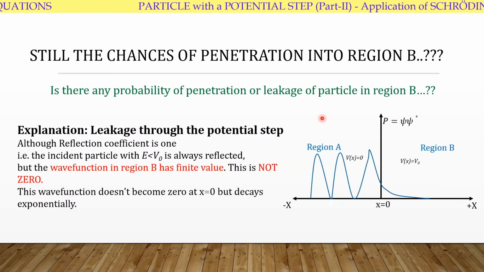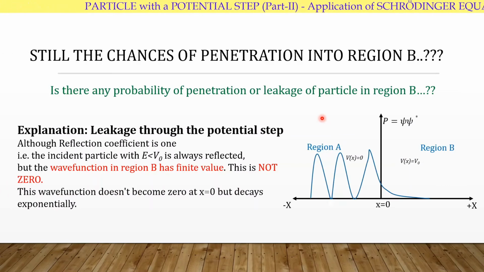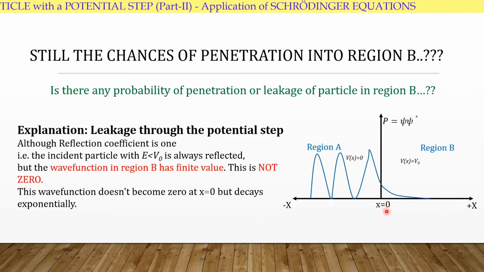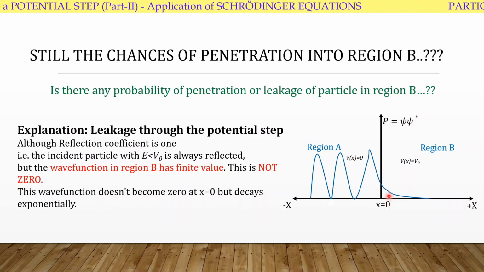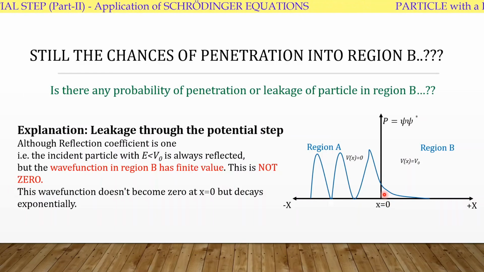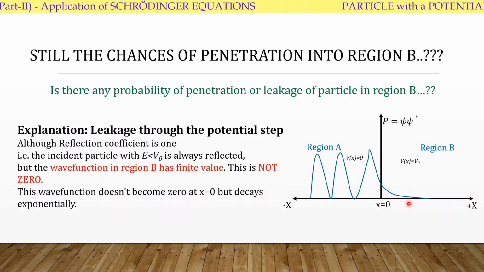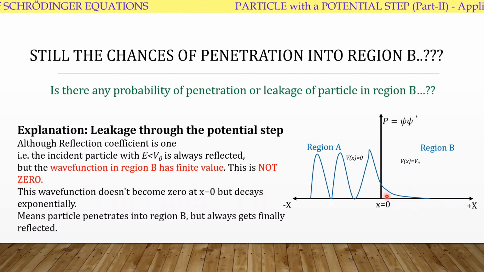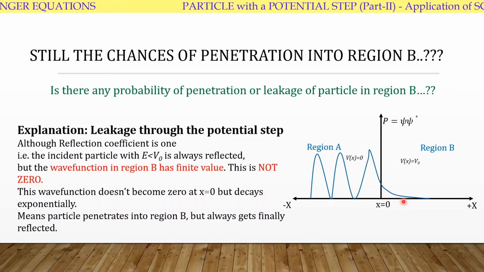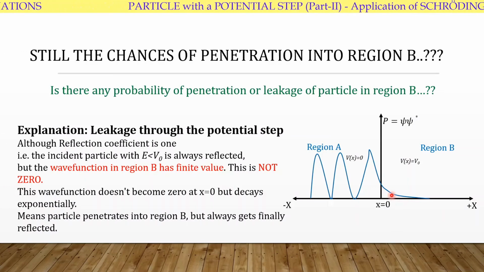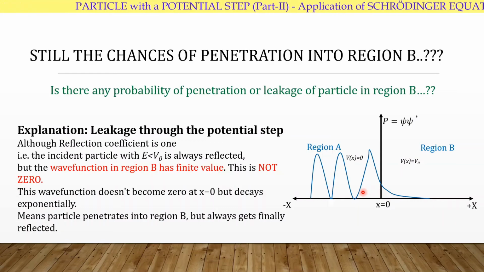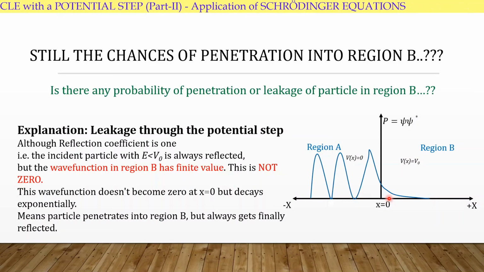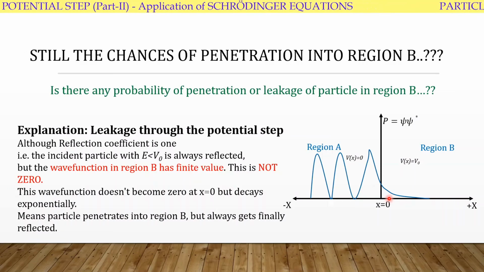So in this situation, we definitely can say that the wave function does not become zero at x equal to 0. But we can also accept this situation that it is decaying exponentially in the region B. It means that certainly the particle is penetrating into this region, but finally it will always get reflected back into the region A. So, now the particle is penetrating into region B. It has some leakage into the next region.